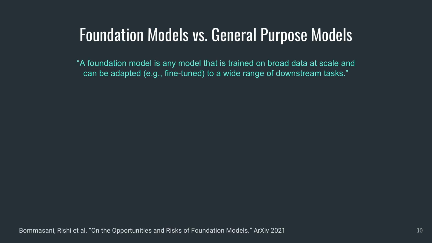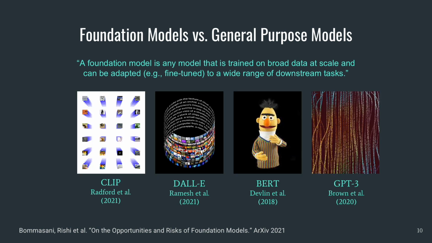Any discussion of general-purpose models would be incomplete without a discussion of foundation models. Recently, the term foundation models has been used to describe any model that is trained on broad data at scale and that can be adapted to a wide range of downstream tasks. The current generation of foundation models includes models such as CLIP, DALL-E, BERT, and GPT-3, which not only demonstrate impressive generalization performance to new data distributions, but also surprising emergent properties, such as GPT-3's few-shot learning capabilities. Let us put a pin on this and we'll get back to the relation between foundation models and general-purpose models towards the end of this talk.